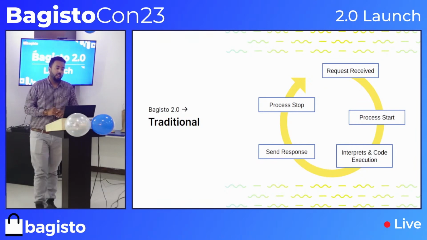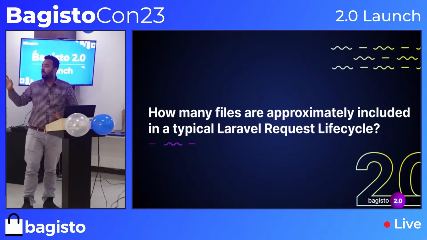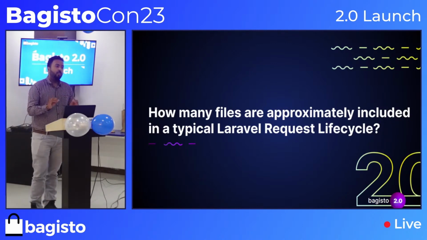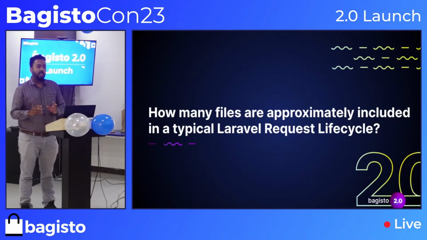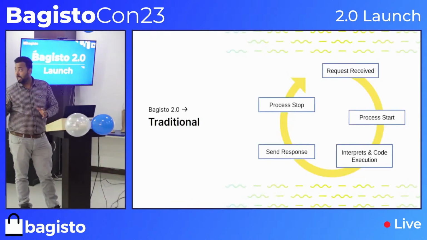My question is, approximately how many files are included in a typical Laravel lifecycle? If I check a basic Laravel, around 400 plus files are loaded in the stateless server. And in Bagisto, when I checked the home page, around 1200 files get loaded. So you can assume that with each request on Apache, 1400 files get loaded. So how many input and write operations happen here?